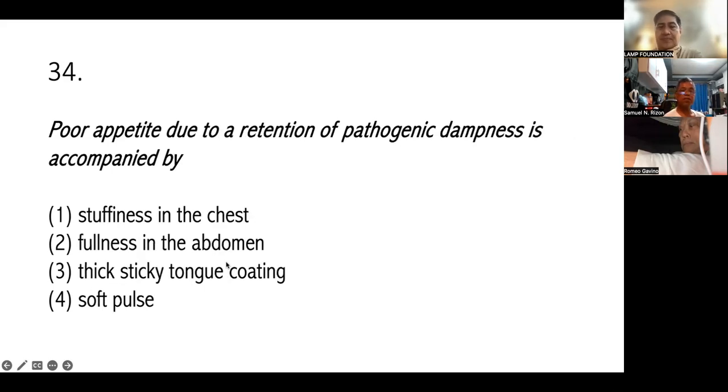34. Poor appetite due to a retention of pathogenic dampness is accompanied by stiffness in the chest, fullness in the abdomen, thick sticky tongue coating, and soft pulse. Poor appetite. Yung all of the above, ito pong 1, 2, 3, and 4. Kasi pag may dampness po, may thick sticky coating. Stuffiness.